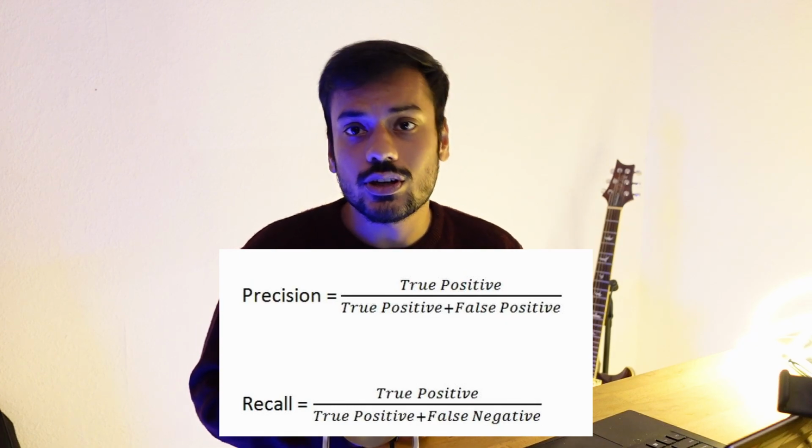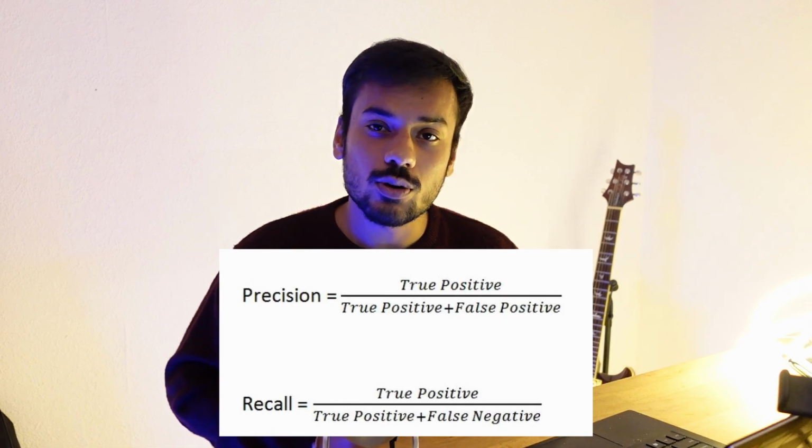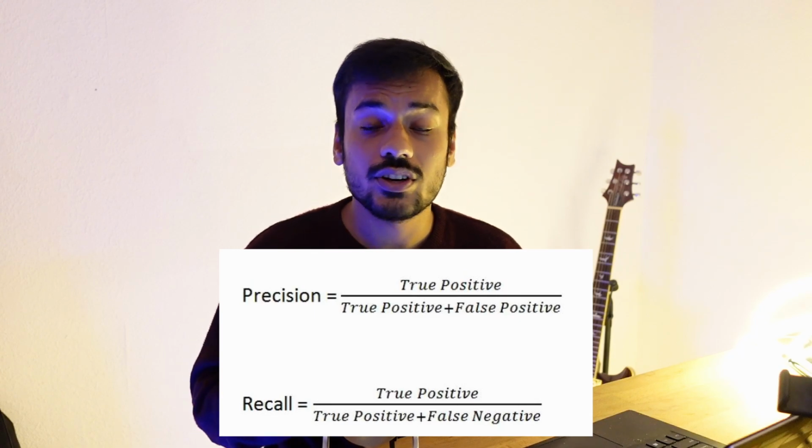Based on these equations, you can memorize what precision and recall are. But that is not the best way to go about it. So let's look at two examples to understand what precision and recall are.